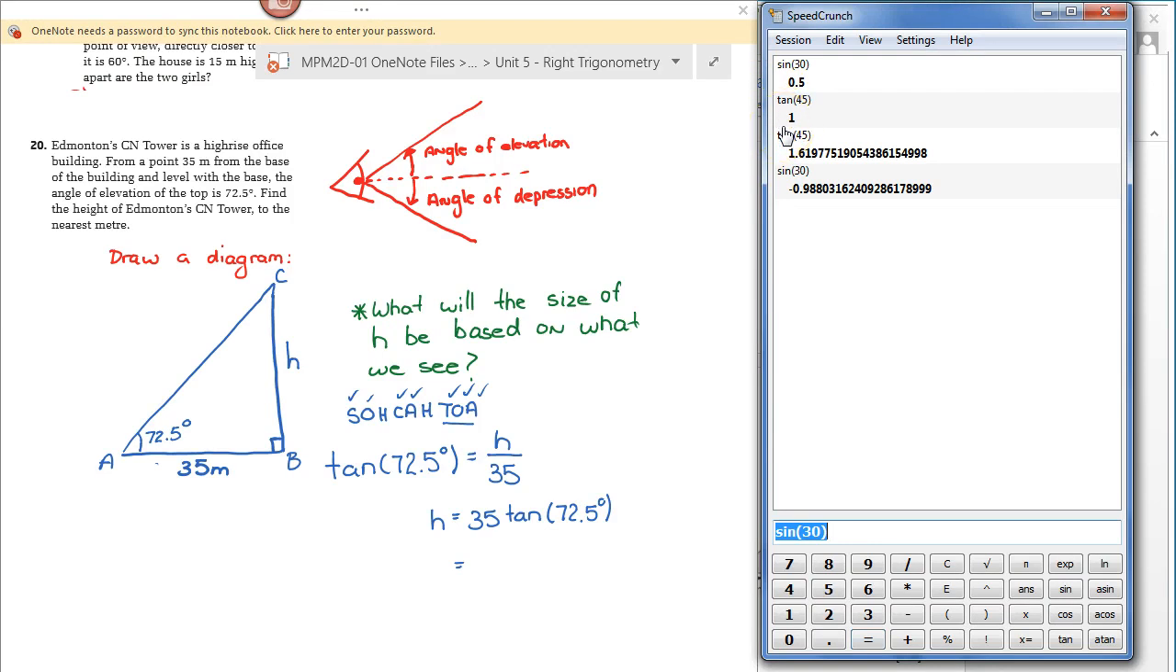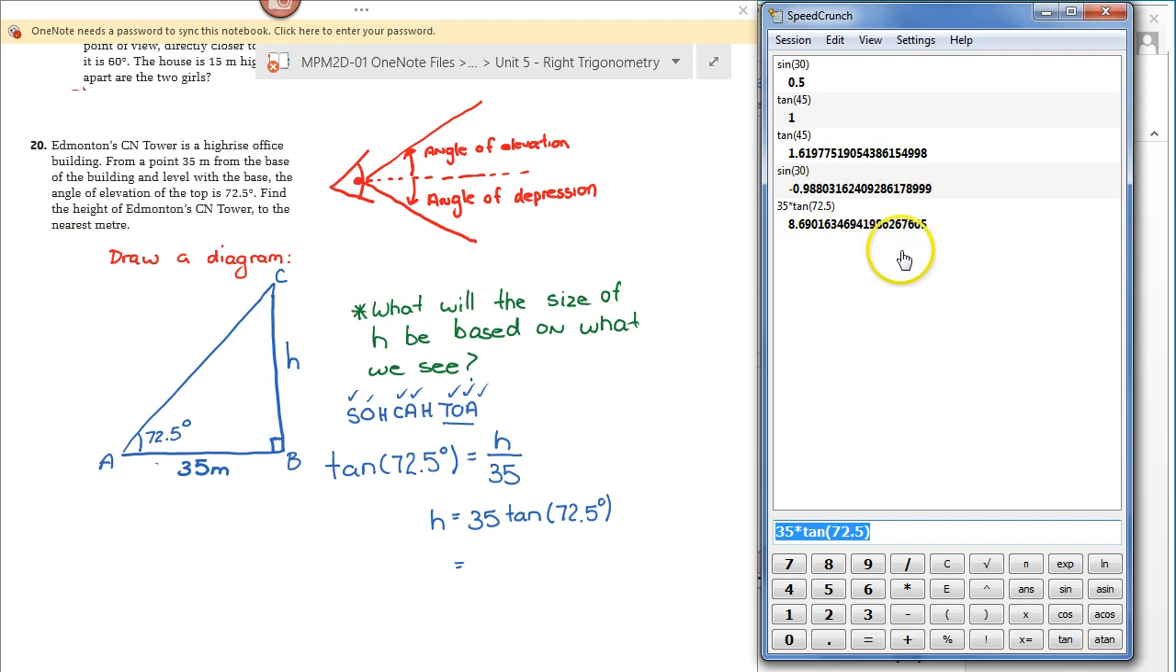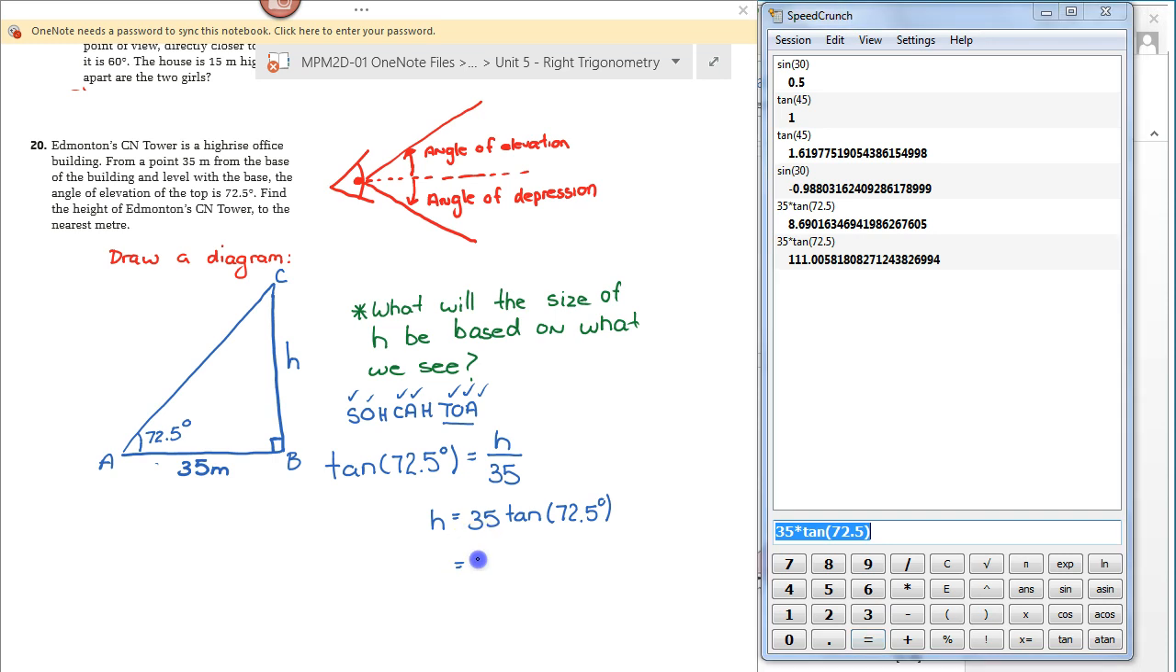So let's type this in: 35 times tan of 72.5, and we hit equals. I get the wrong answer, but why is my answer wrong? Because I changed my mode to radians. Let's change it back to degrees. There we go. Right away, notice I get an answer that doesn't make sense because my calculator was in radians. That's better. So we get 111 meters.